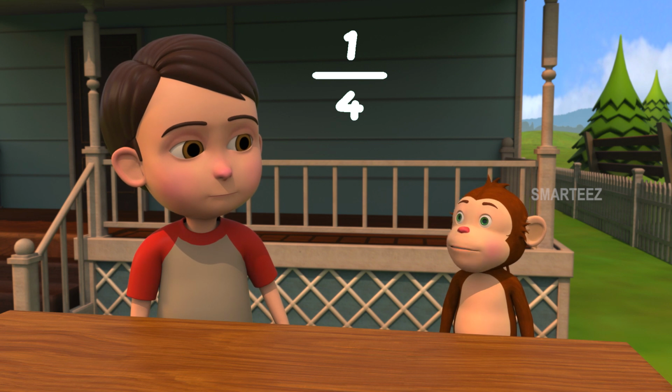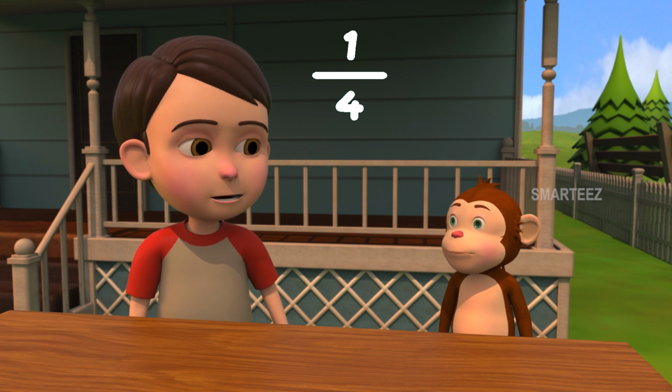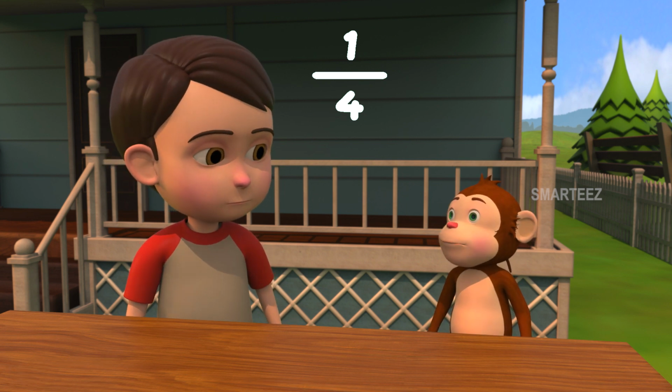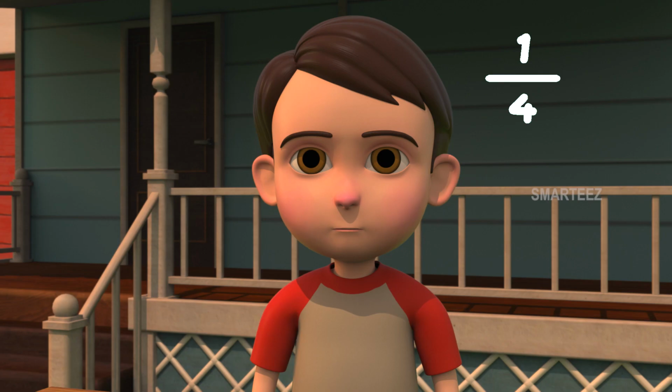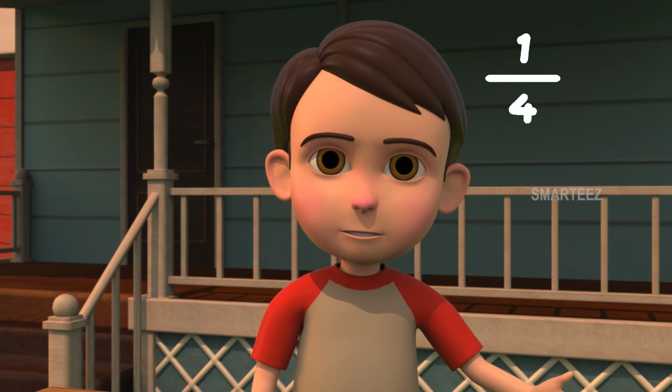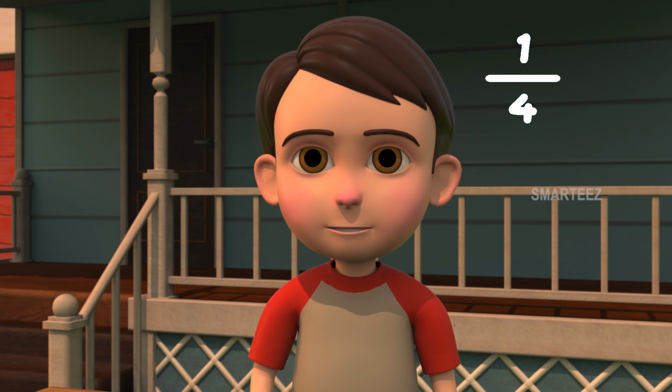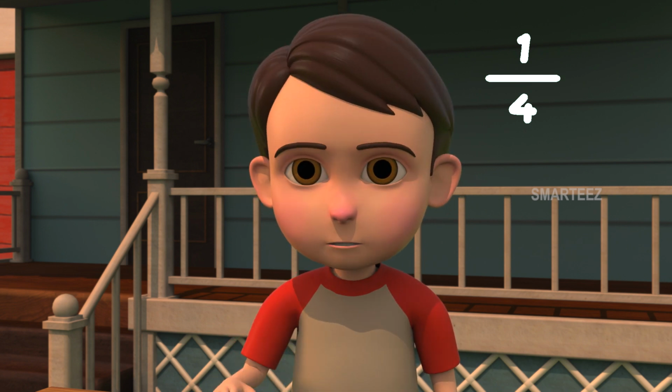Did you say 1/4? Exactly. That's what I said. That's funny. I've never seen a number written like that. What kind of number is that? Well, actually, it's not 1 number, but 2 numbers. The expression is called a fraction.